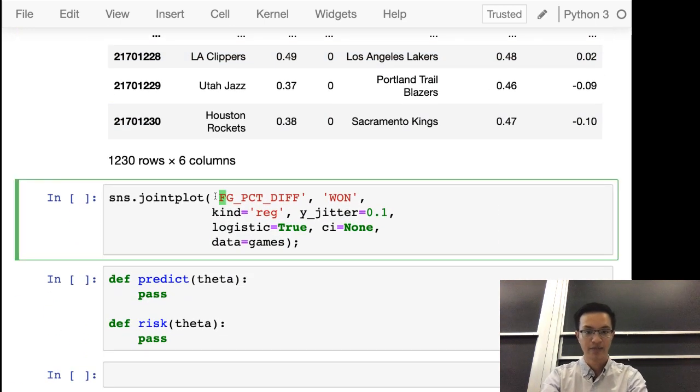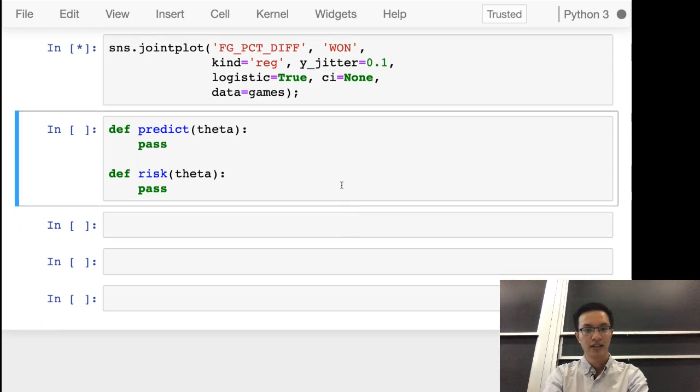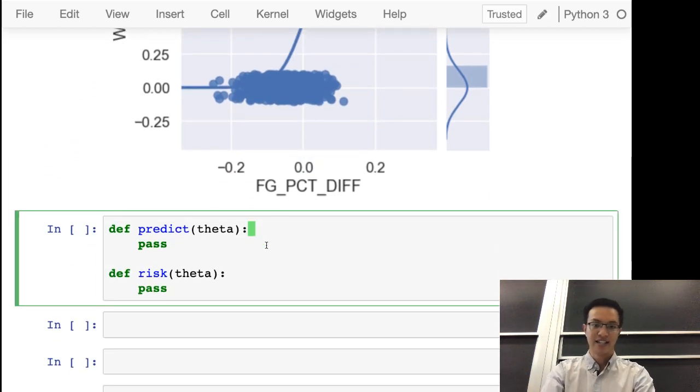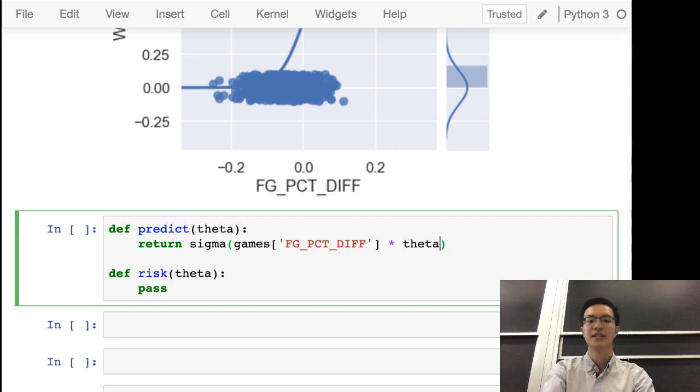So what we can do is, I'm going to plot for you again the win versus the field goal difference. So we see here, as you make more field goals than your opponent, you're more likely to win. And what we can do here is define our model. Our model for logistic regression is the sigmoid function applied to the field goal percentage difference times theta. Right? And our empirical risk for our model is our predictions on theta.